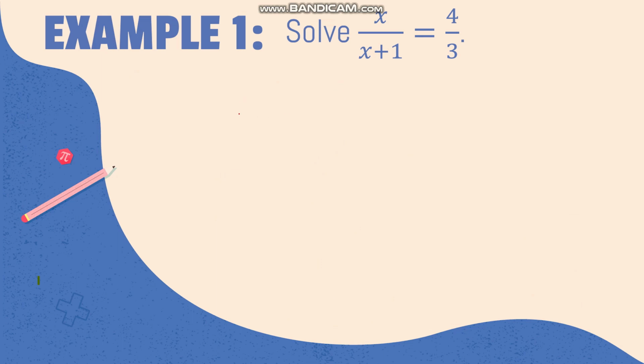Now, what if we want to use cross multiplication? Just write x over x plus 1 equals 4/3. In cross multiplication, all you have to do is multiply the denominator to the numerator of the other expression and simplify. In this case, we multiply 3 to x, and we multiply x plus 1 to 4. That's why it's called cross multiplication.